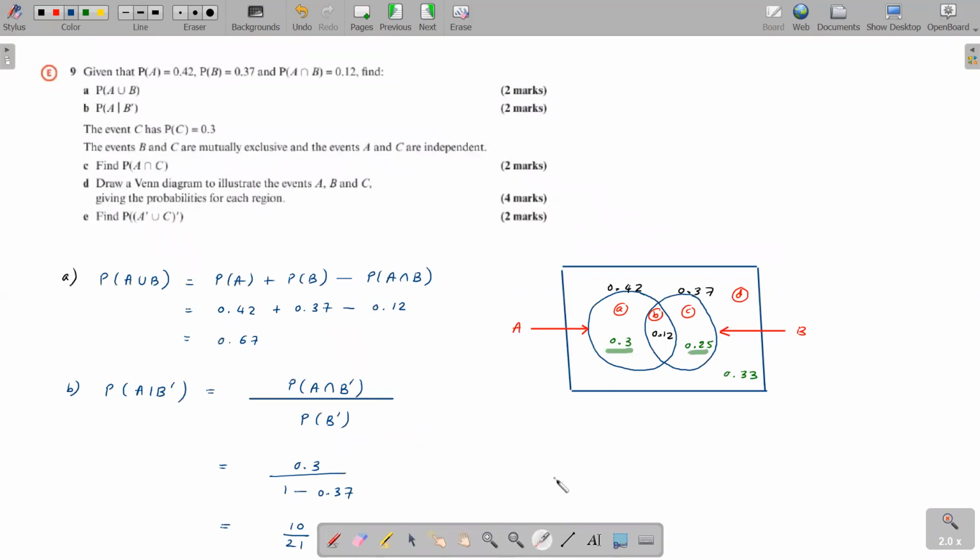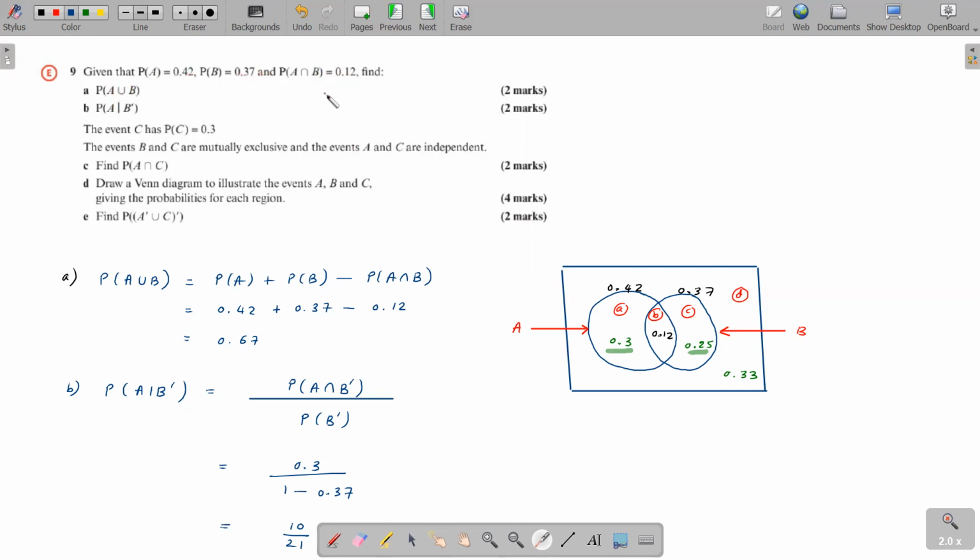Okay, so look at this. They say the event C has probability C equals 0.3. The events B and C are mutually exclusive and the events A and C are independent. Guys, over here, now they are talking about some independent events and some mutually exclusive events. I really wanted to first address a confusion in part A and B, because some of you might have assumed that A and B are independent.